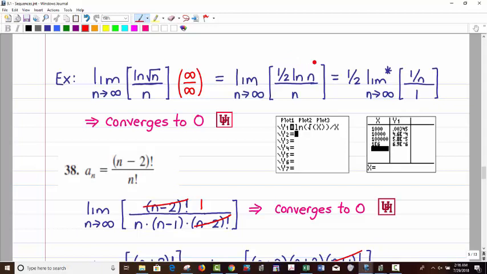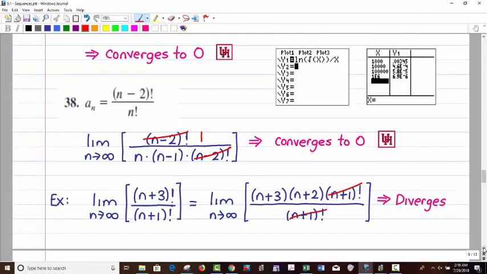The derivative of the top, ln of n, is 1 over n. The derivative of n is 1. So I now have basically just 1 over n. That's going to go to 0, so the 1/2 has no effect. So this will converge to 0. And for some reason, I made a table of values in the calculator, and was just showing that it was getting smaller and smaller and smaller.